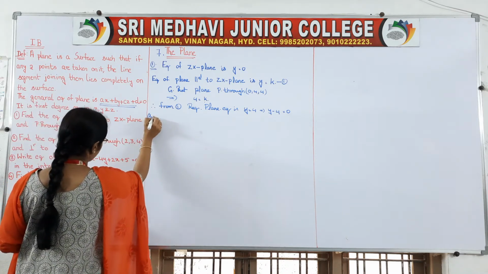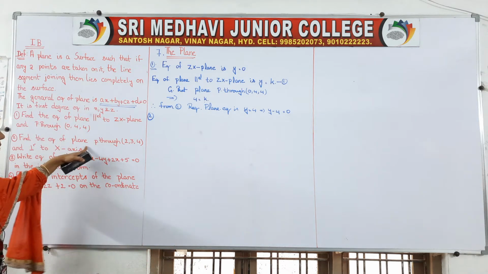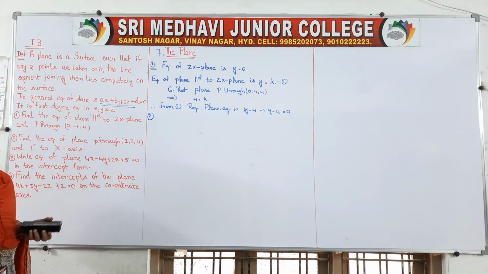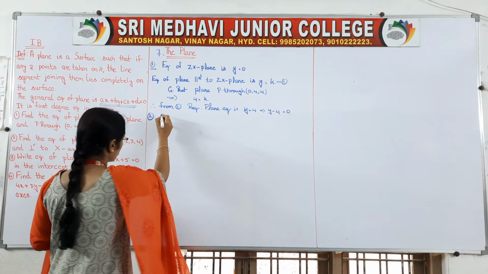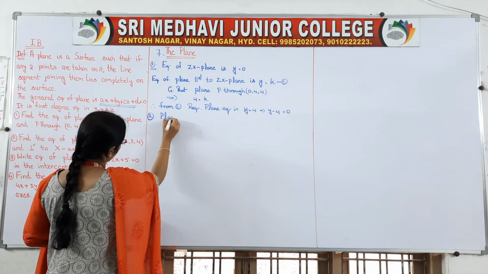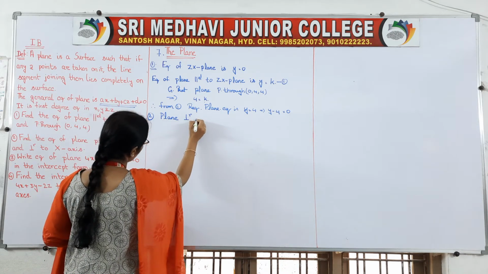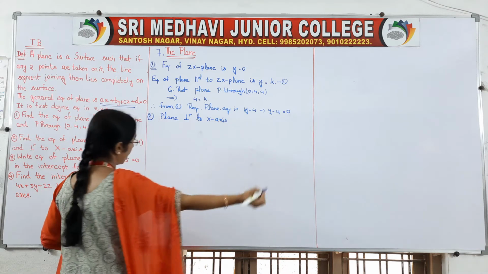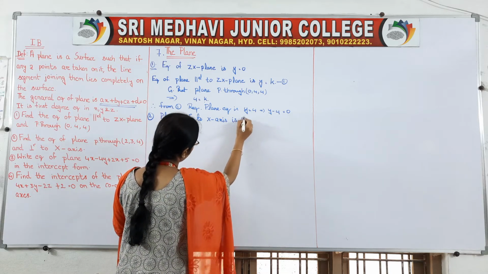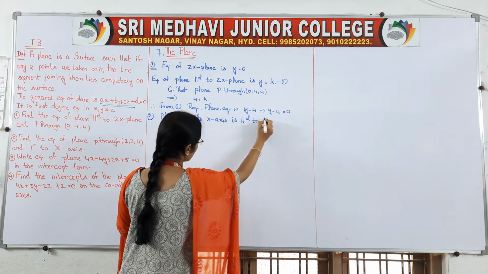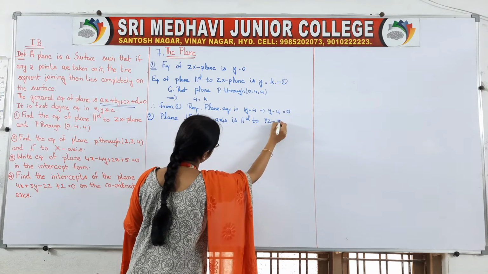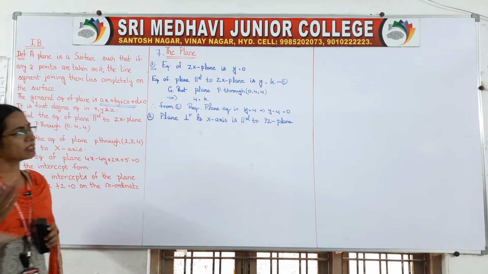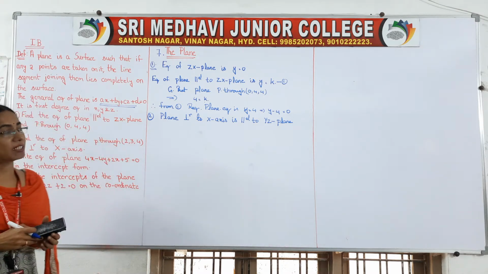Now come to the second question. Find the equation of the plane passing through (2, 3, 4) and perpendicular to the x-axis, right? So the plane is perpendicular to the x-axis. If a plane is perpendicular to the x-axis, it is parallel to which one? The YZ plane. Always, if any plane is perpendicular to the x-axis, then definitely it will be parallel to the YZ plane.